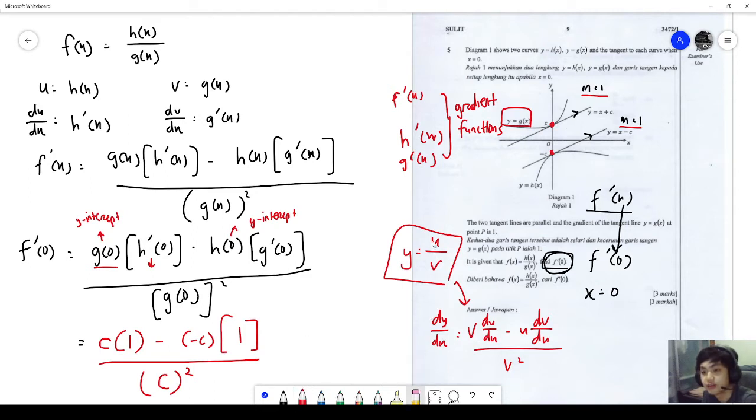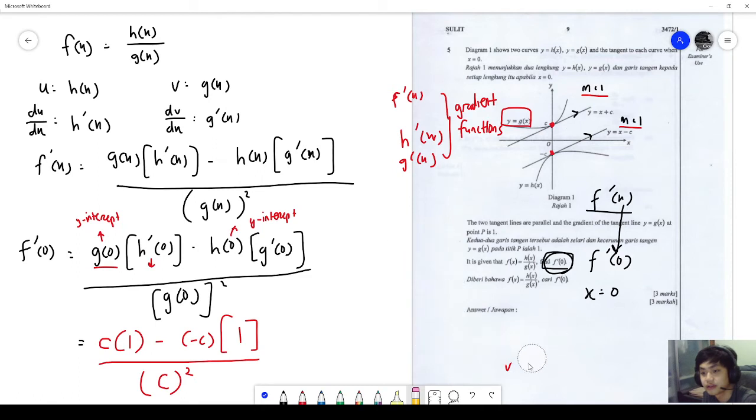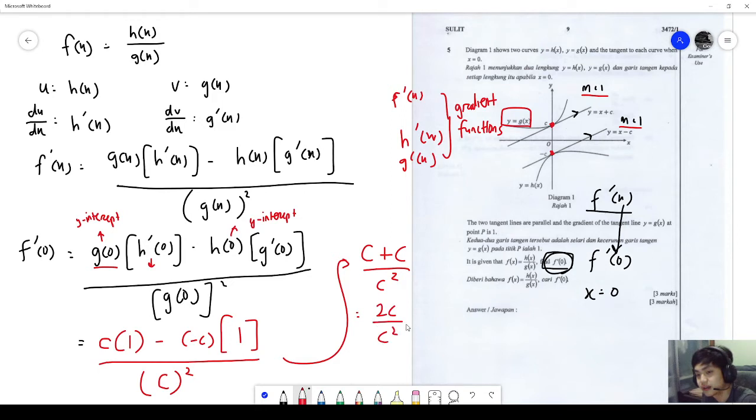So just going to erase this because I need a bit of space. So from here, it will be c minus or plus c over c squared. So it is 2c over c squared. Simplifying it would be 2 over c. And this is our final answer.